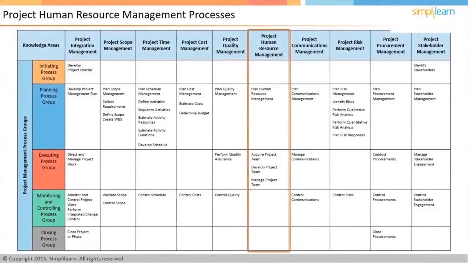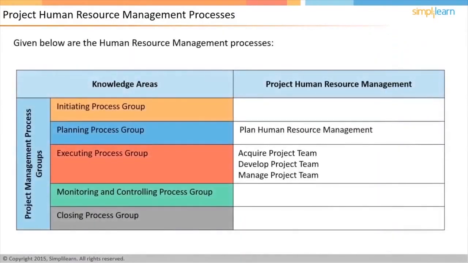There are 4 project human resource management processes. The first process, Plan Human Resource Management, is done as part of the planning process group. The next 3 processes are part of the executing process group. These processes are Acquire Project Team, Develop Project Team, and Manage Project Team. Let us now look into each of these processes in detail. In the next screen, let us begin with Plan Human Resource Management.